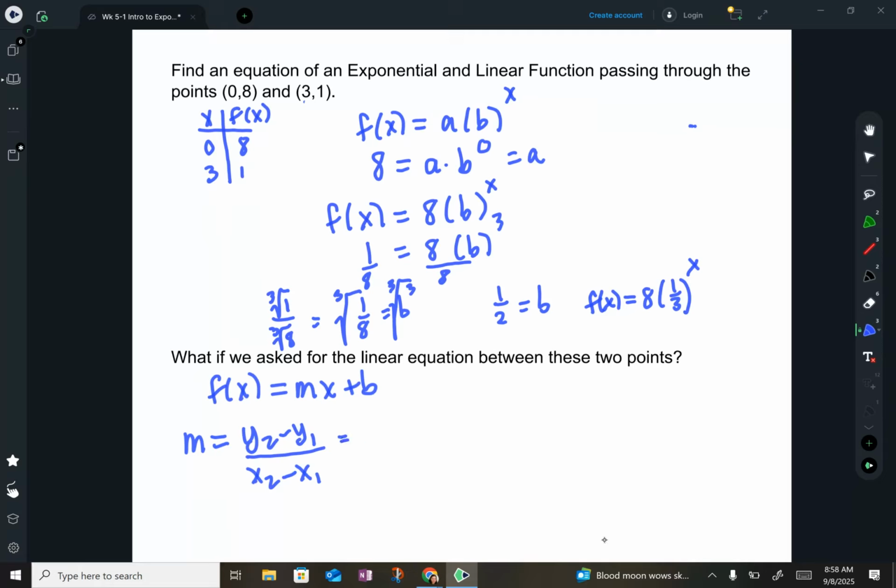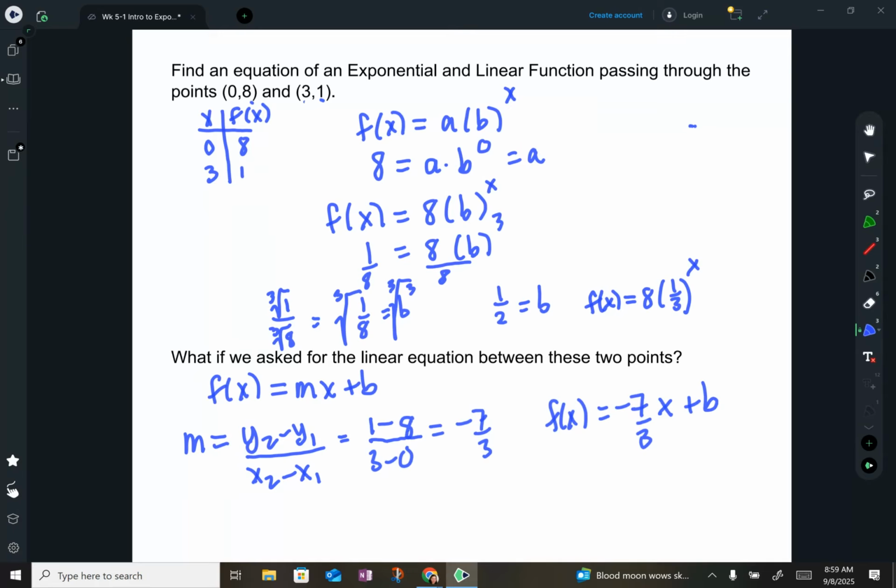So that's equal to 1 minus 8 over 3 minus 0. So that's negative 7 over 3. So that's our slope. So now we have f of x equals minus 7/3 x plus b.